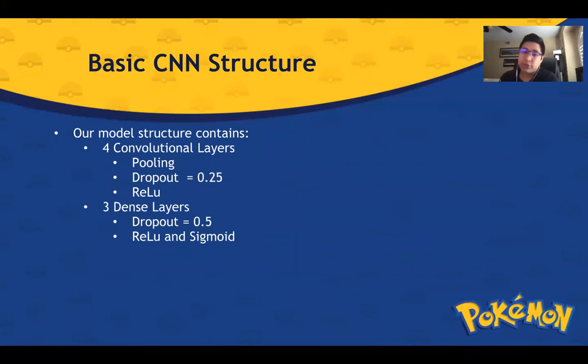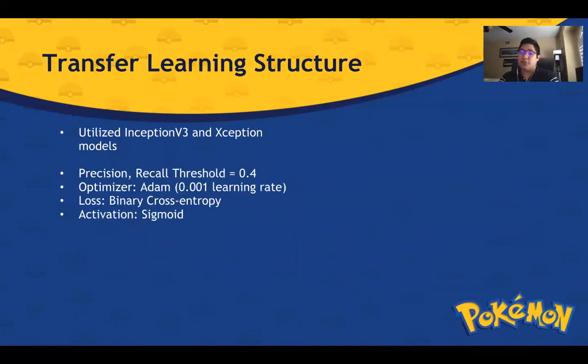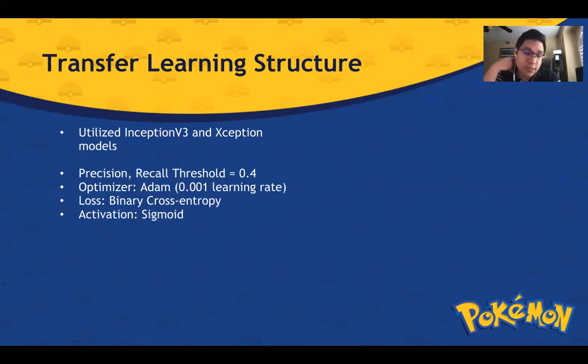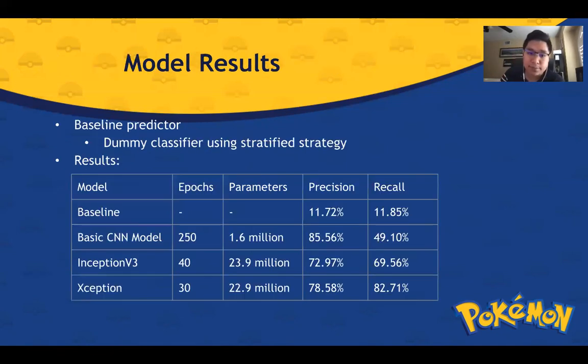So when we look at the basic neural network structure, we can see that our model consists of 4 convolutional layers with dropout and 3 dense layers. When we look at the transfer learning structure, we utilize the Inception v3 and Xception models in order to have a pre-trained model. And then the output layer was pretty much the same thing as the basic CNN structure. It was 2 dense layers and 1 activation layer. Our precision recall threshold was 0.4. Our optimizer was Adam with a 0.001 learning rate, and we used binary cross entropy and sigmoid activation function.